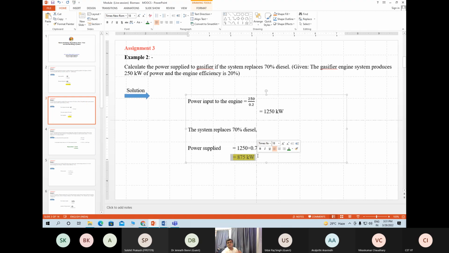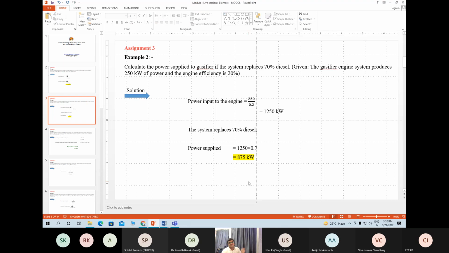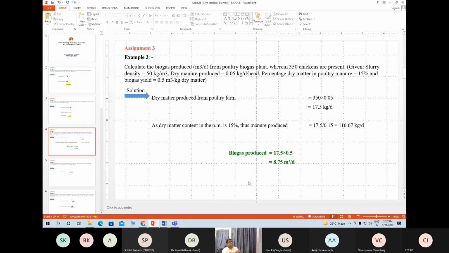It's very simple to see this, right? This is the way one can do this calculation, and the remaining 30% is coming from the diesel. If you take the sum of these two, you will get 1250 as the answer. That is the kilowatt of power required as the input to the engine. This is a very simple way of calculation we have given here for your practice, so that you can practice some examples.